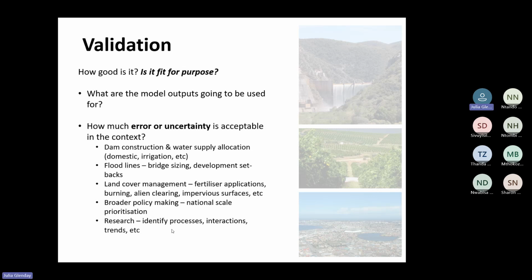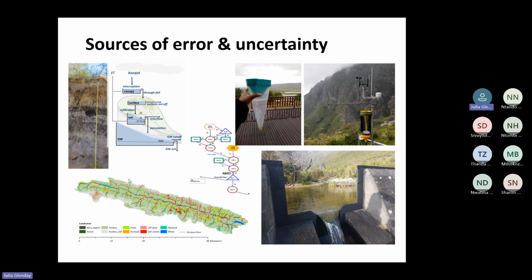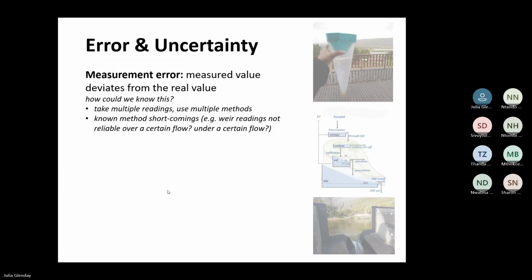Just some examples. There are a lot of ways that error and uncertainty come into the modeling, and then we try to use calibration to overcome some of that. It can come from the data, it can come from the model, it can come from the way we classify land cover. Measurement is one we often don't think about as much: there is error in measured values.